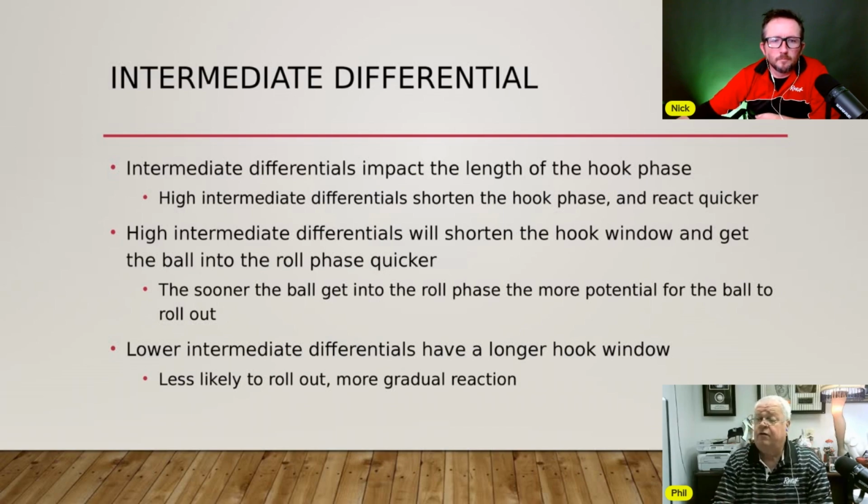Lower intermediate diffs have a longer hook window, less likely to roll out. They have a more gradual reaction. So they're not going to have the quick snap off the spot as much as a higher intermediate diff ball would. Right. Typically more of a sweeping motion on the back. Correct. And typically more continuation to the pins because it's still hooking. You'll see more impact angle in relation to the entry angle, whereas a ball with a higher intermediate typically will have a very high entry angle, but the impact angle won't be as dramatic compared to that number.